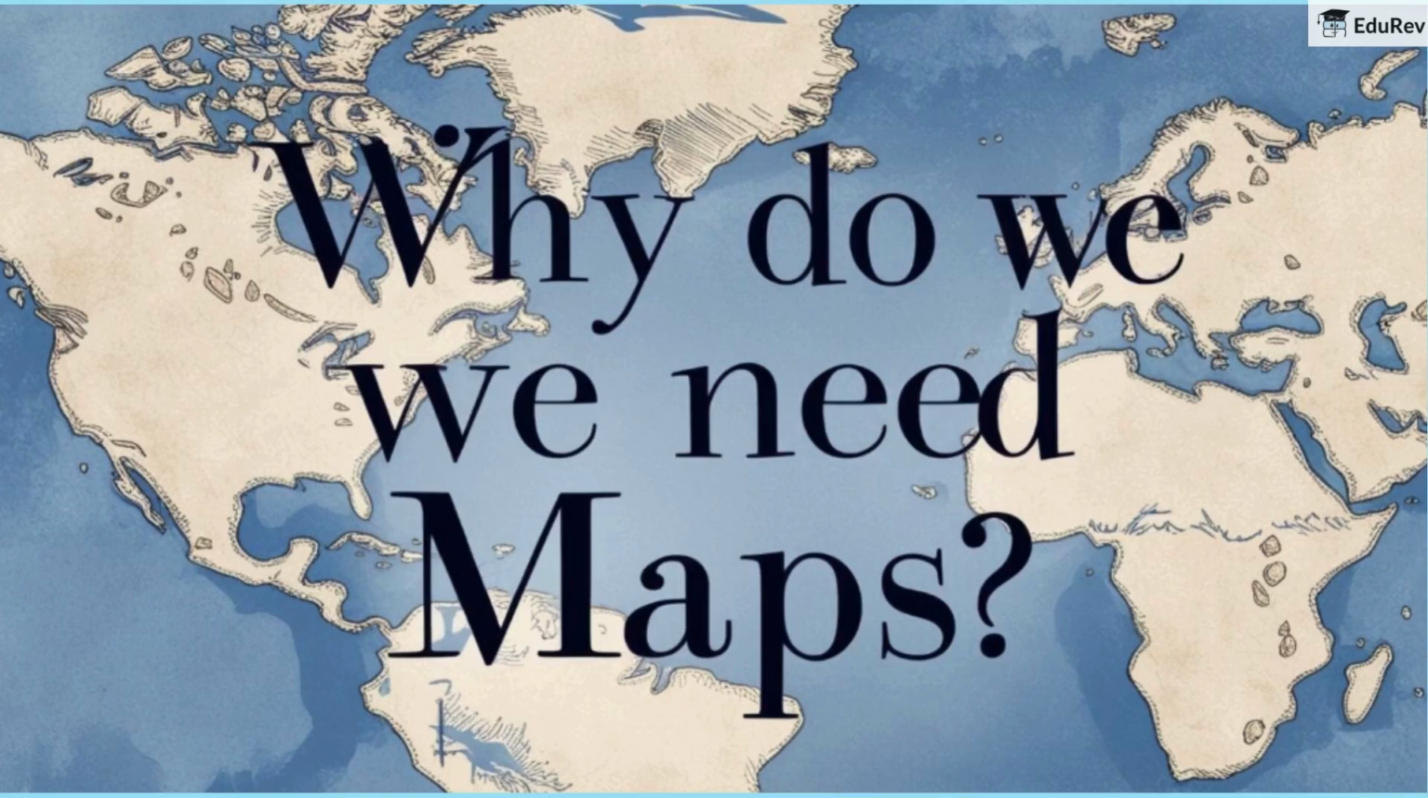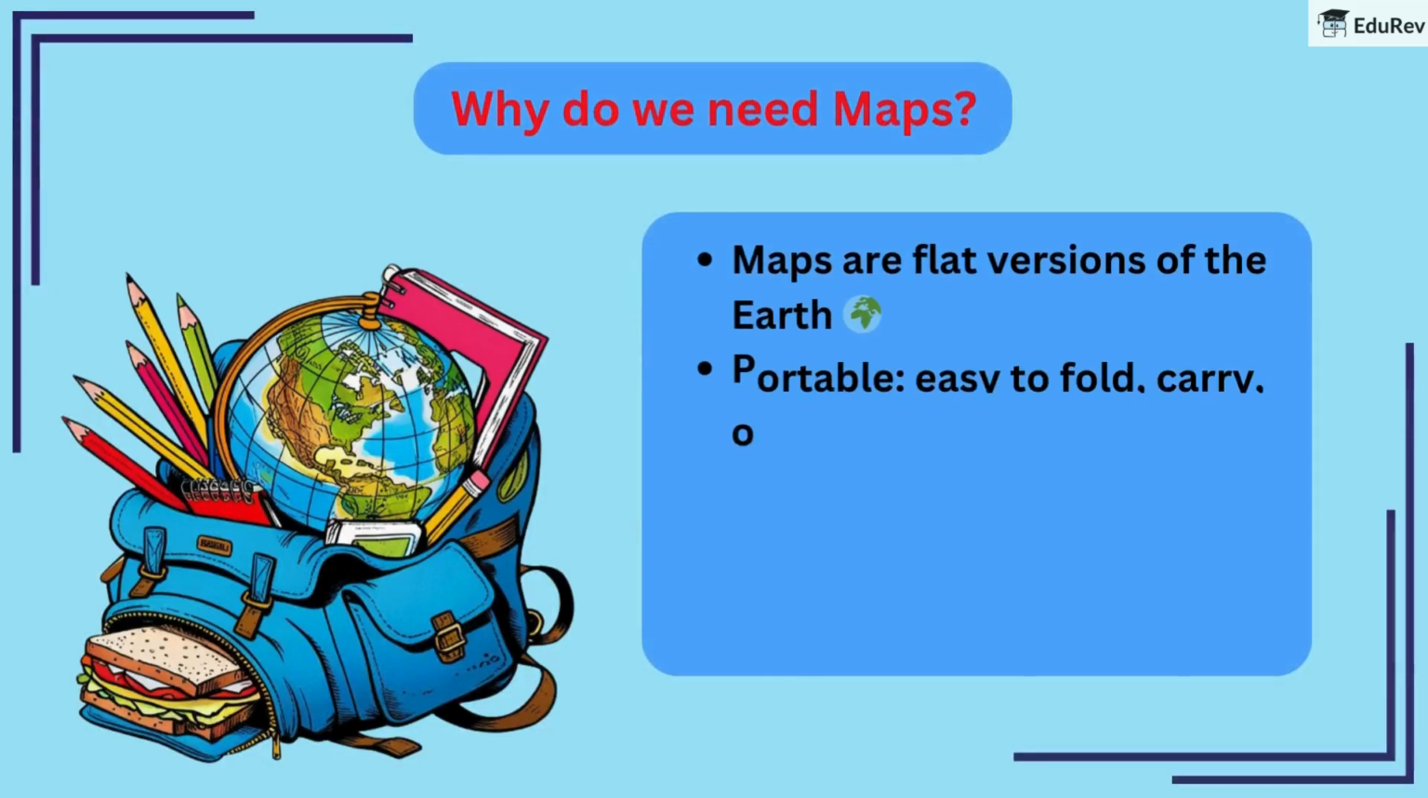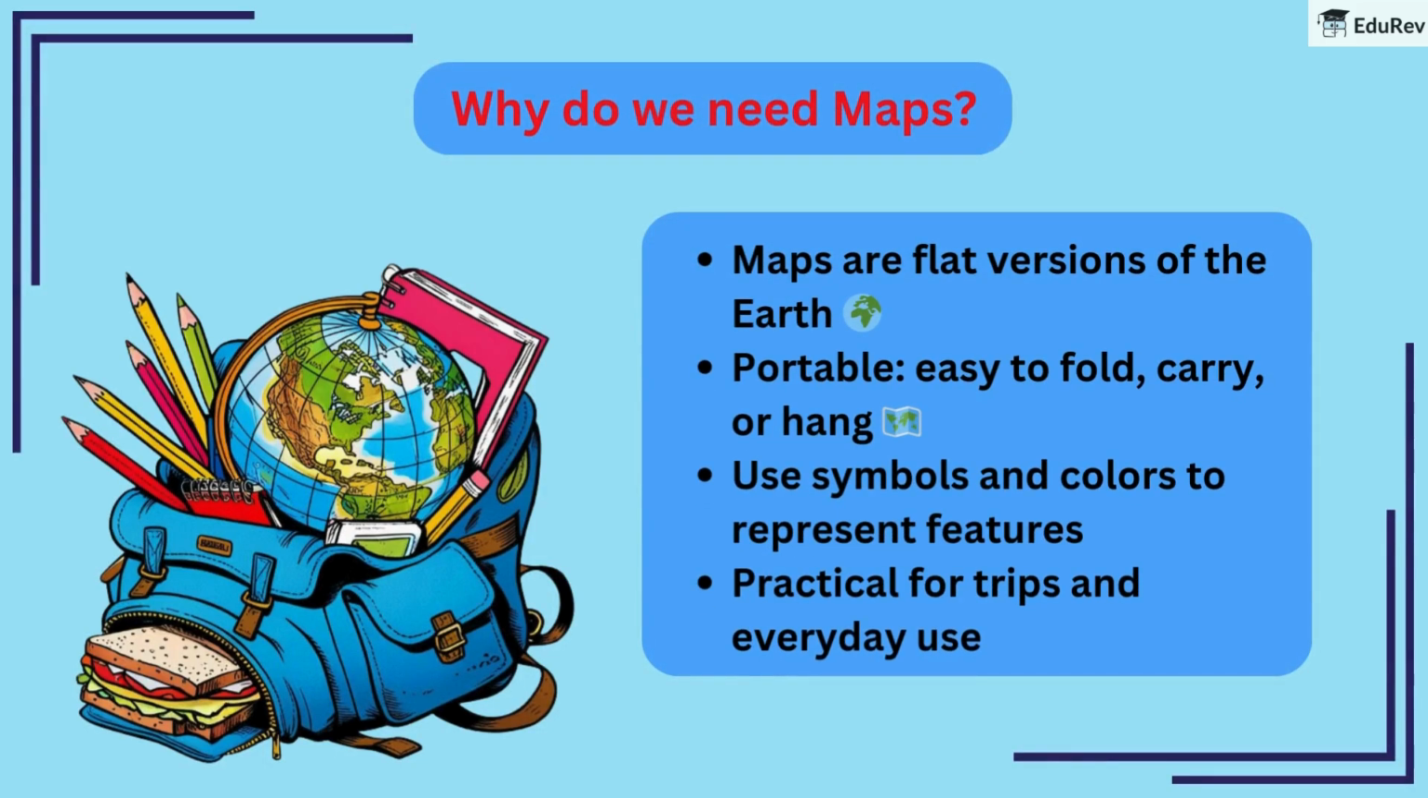Why do we need maps? Now, globes are great, but they can be a bit bulky to carry around. Imagine trying to fit a globe in your backpack. That's why we also have maps. Maps are flat versions of the Earth that show us where everything is. Maps can be folded, hung up, and carried on trips. They use symbols and colors to help us understand what we're looking at.